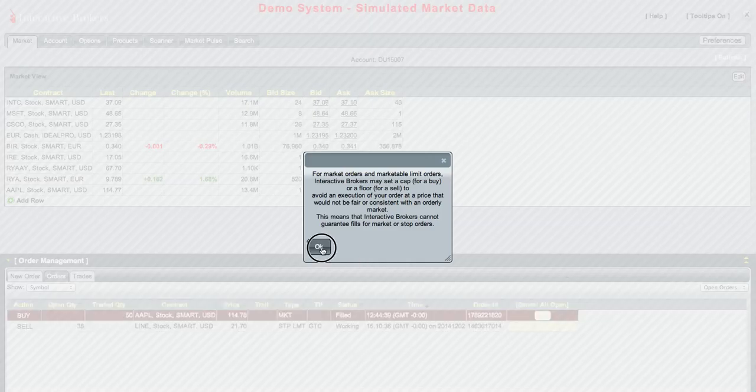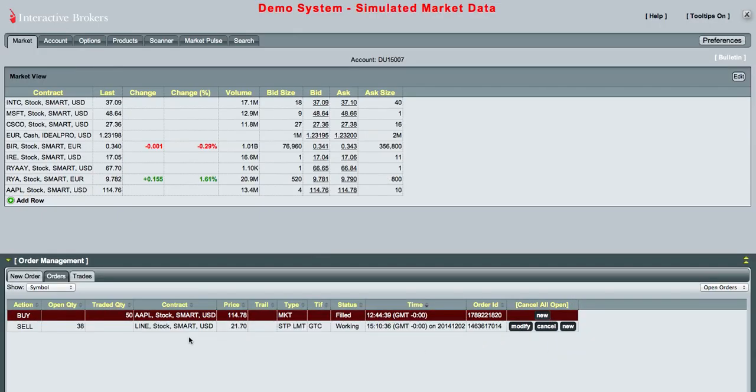And what you can see here now is the order has been submitted. And there you can go. You can see straight away we've bought our 50 Apple shares. The order has been filled. And it was filled at the following time.